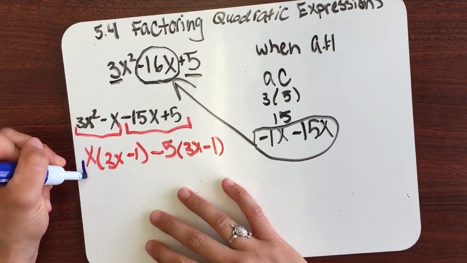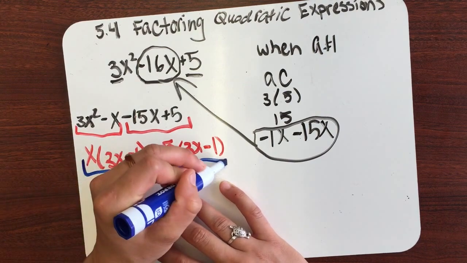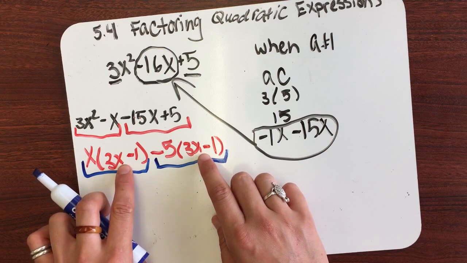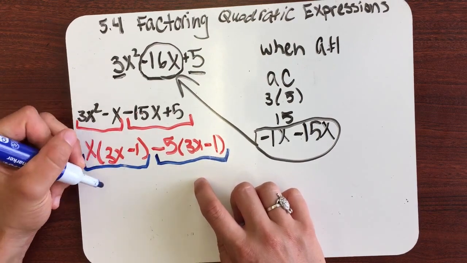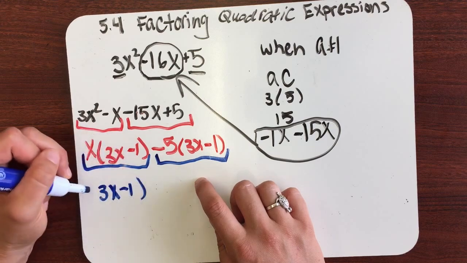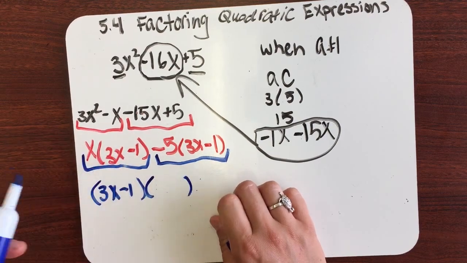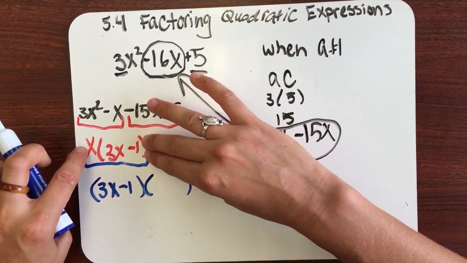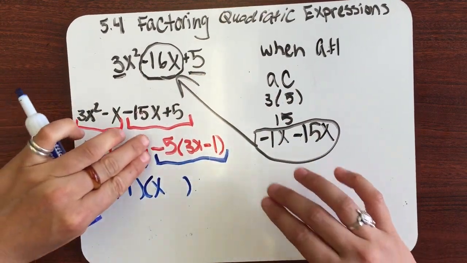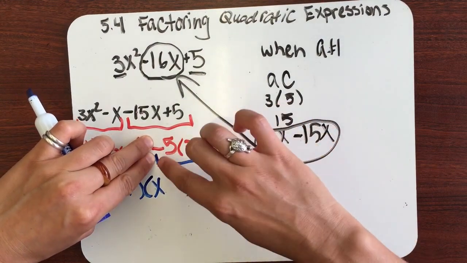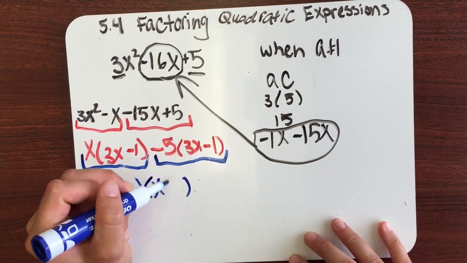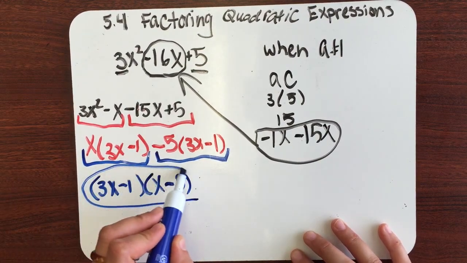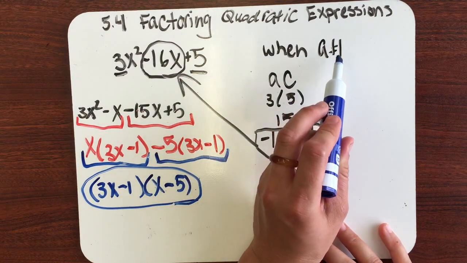If we look at what we have here and what we have here, they both have in common 3x minus 1. So we're going to take that out, we'll write it in the front. And then in our second binomial, we write what's left. If I take out a 3x minus 1 from here, I'm left with x. And if I take a 3x minus 1 out from here, I'm left with minus 5. And this is how we factor a quadratic when a is not equal to 1.